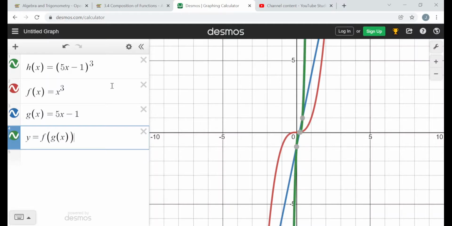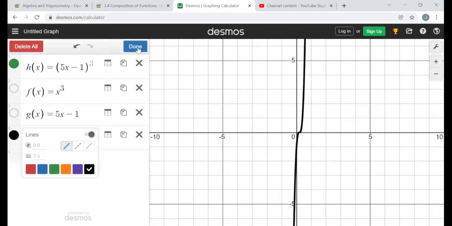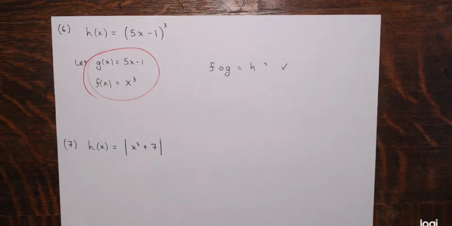Should probably not have that be green again, so let me change that color to black or something. So you see how f composed with g is the exact same function. It's showing up right on top of that first one. So my components are good, it looks like.